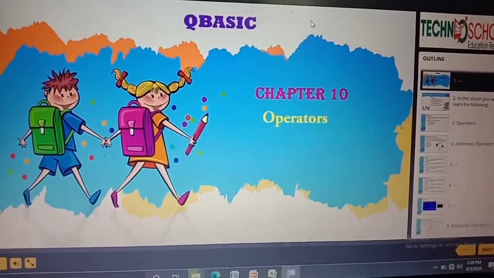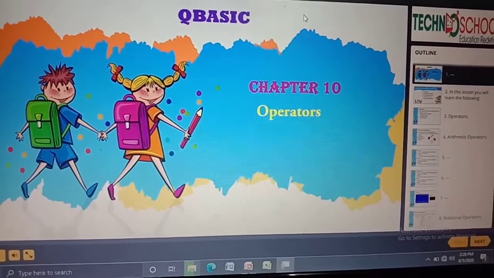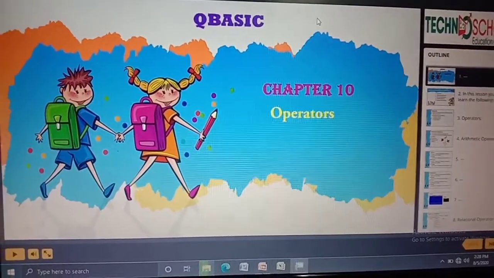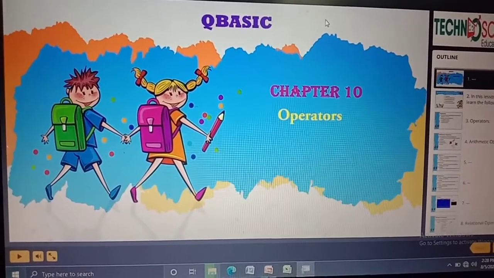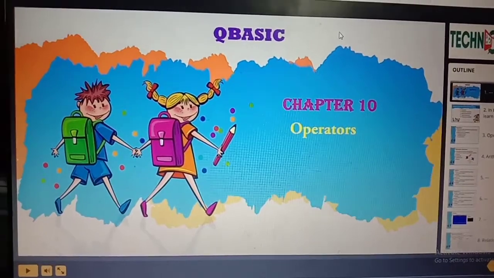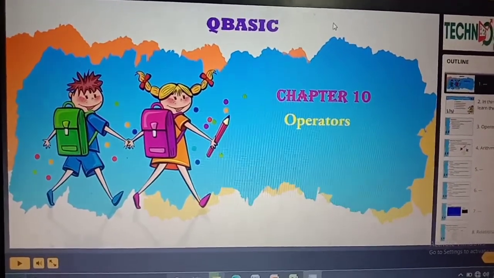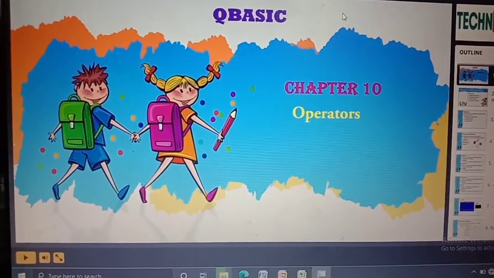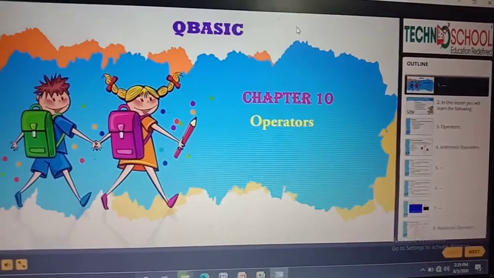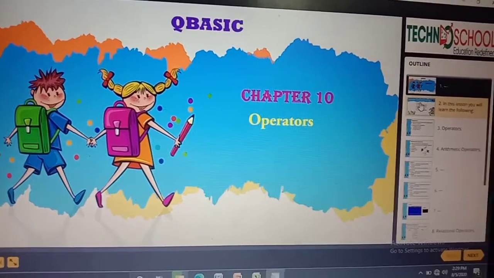Today we are going to learn about our lesson number 10, that is our operators concept. In lesson number 1 we learned about flow chart symbols. In lesson number 9 we learned about constants and variables. In lesson number 10 we are going to learn about operator concepts. In this chapter, we are going to learn about operators.